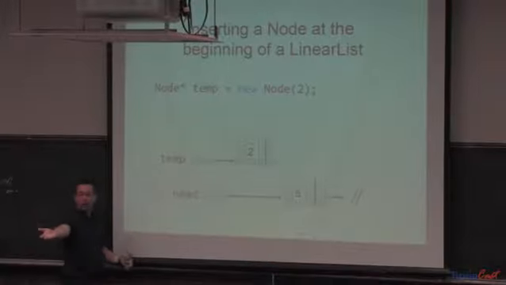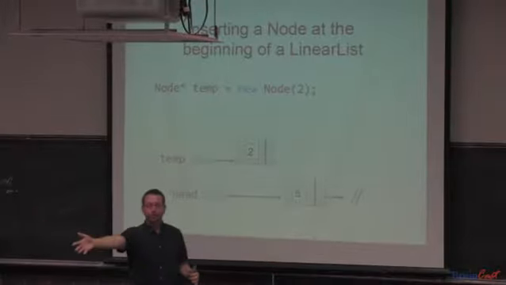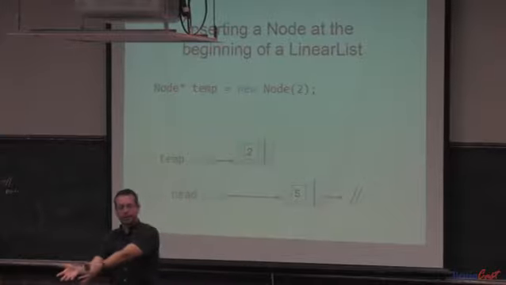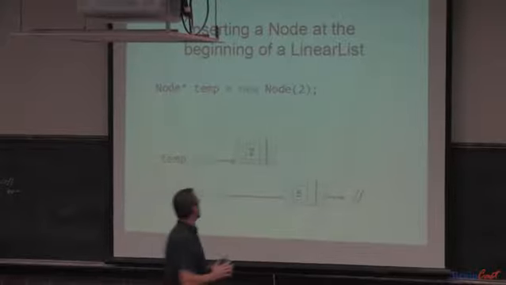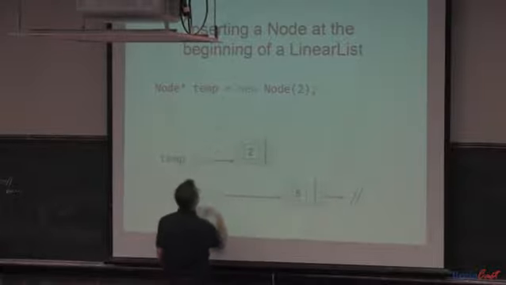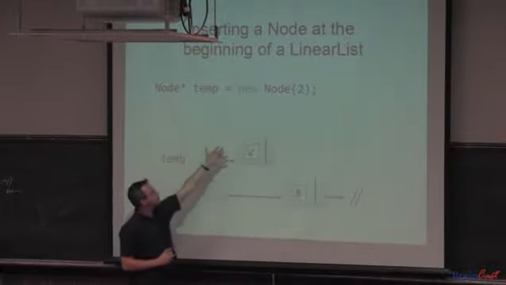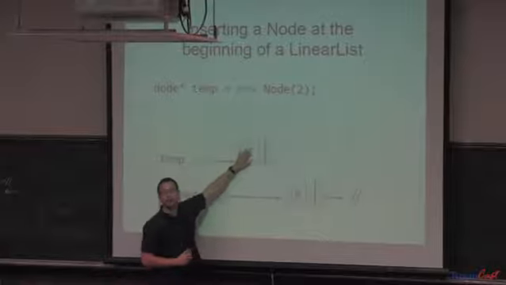So now I inserted the first node in the list. I want to insert a new node to come before him in the list. Okay? So here's a new node. I have a pointer variable called temp. It gets the address of a new node with value 2. So this is the node I want to put at the beginning.